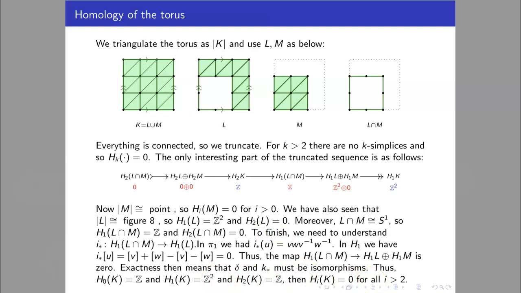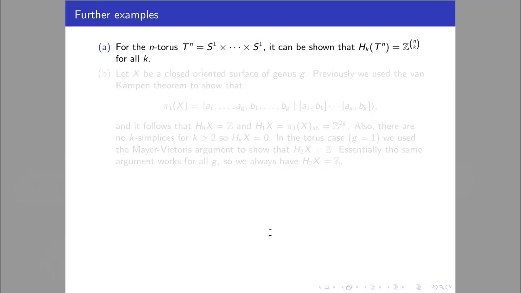We'll just mention, without proofs, some other examples. We won't prove this one, but for the n-torus, a product of tori like this, it can be shown that the kth homology is a free abelian group, Z to a certain power, and the relevant power is the binomial coefficient n choose k. So in the case T2, a product of two circles, which was on the previous slide, the ranks of the homology groups are 2 choose k, so that's 1, 2, and 1. And so that's what we saw before.